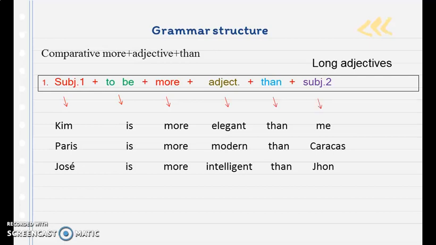Recuerden, en este caso de los adjetivos largos, van a trabajar el adjetivo que tiene más de 2 sílabas normal. No le pueden hacer ninguna modificación, no le pueden agregar nada. Lo único que hacen es colocar la palabra more delante del adjetivo y luego la palabra than. Eso es más. Por ejemplo, en el primer ejemplo tenemos más elegante que. En el segundo, más moderno que. Y en el tercero, más inteligente que. Esto es para adjetivos largos.